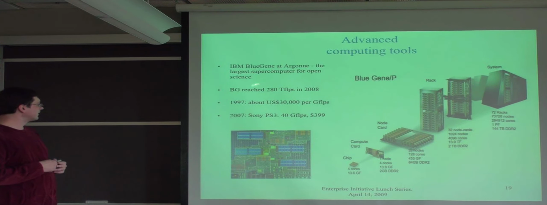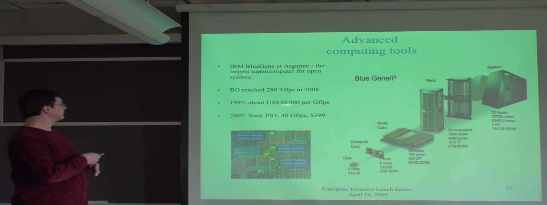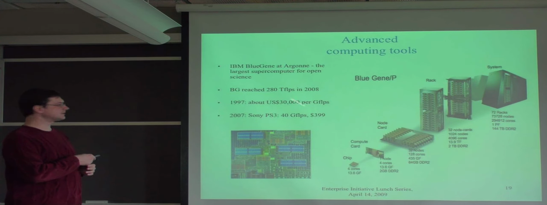And if you just think about how much computational speed has increased compared to 1997, it cost like $50,000 per gigaflop in 1997. Now you have a Sony PlayStation 3, it's 40 gigaflops, and it costs 100 bucks. So that drop is huge. And that's how Blue Gene actually works. All those supercomputers are nothing more than a bunch of PlayStations put together. So that's how they scale up.